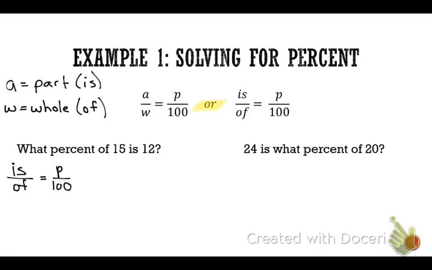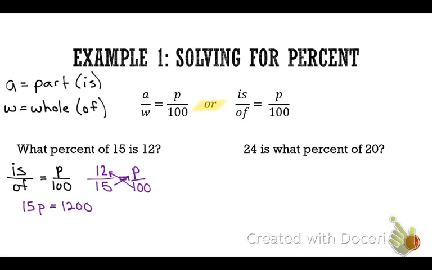Okay. So which number, based on the statement, is your is value? 12. Guys, right here. 12 is, and 15 is of, and I don't know P. It says what percent. I don't know the percent. So now, once I set up my proportion, I'm going to use cross products to solve. 15 times P and 12 times 100 to get 15P equals 1200.